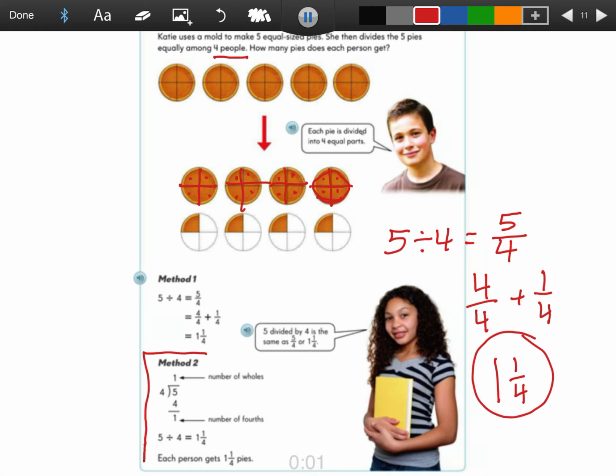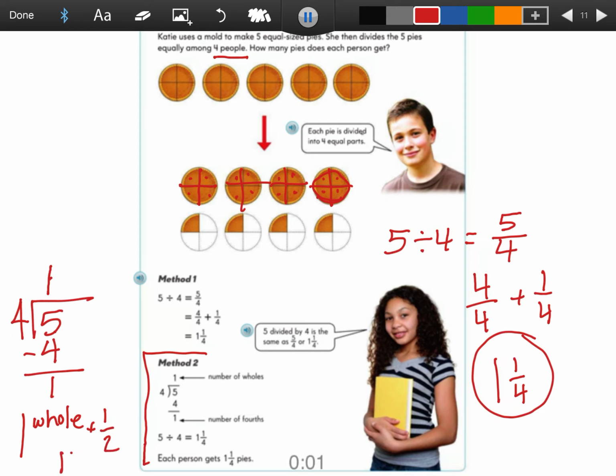Another method, method 2, is to just do a division problem. So we can go like this. 4 goes into 5, or 5 divided by 4 is, we know that 4 goes into 5 one time. 1 times 4 is 4. When we subtract it, we have 1 left over. So we have 1 whole plus 1/4, and we would write that as 1 1/4.